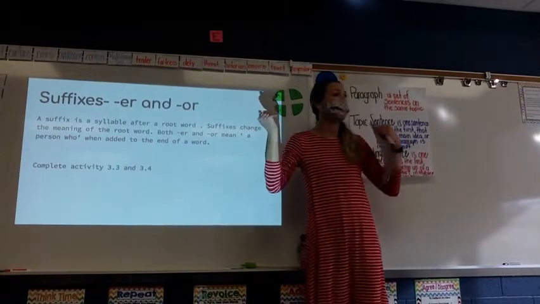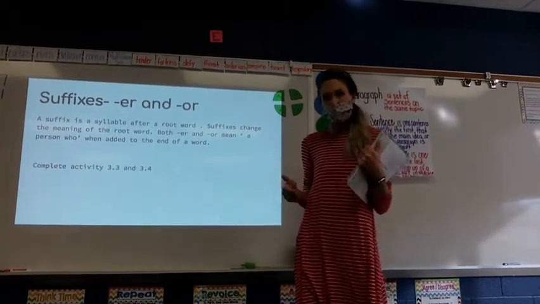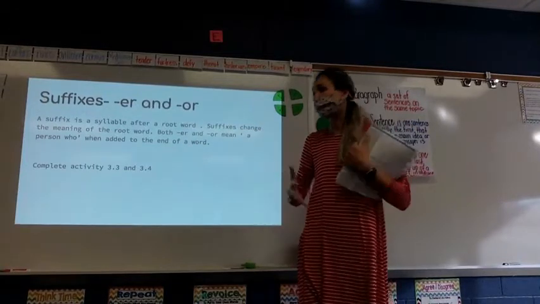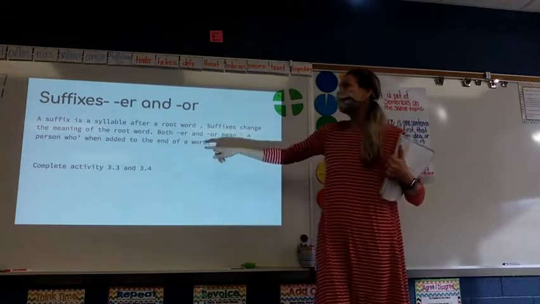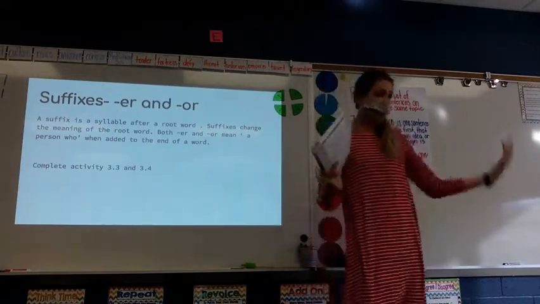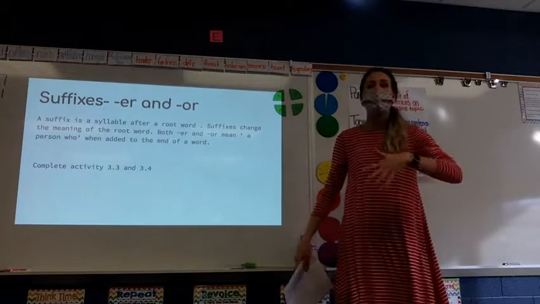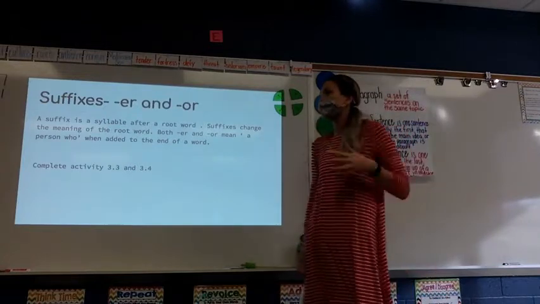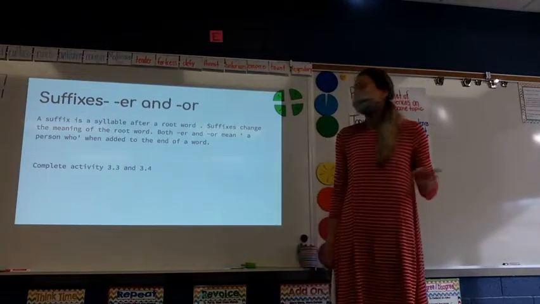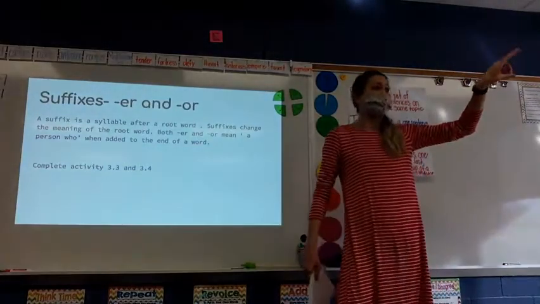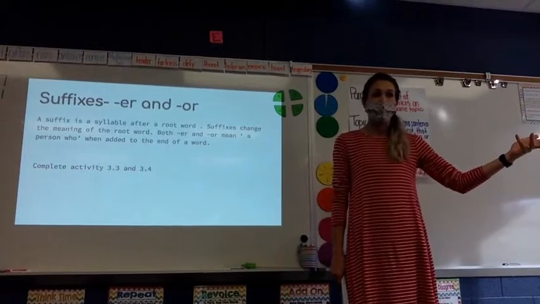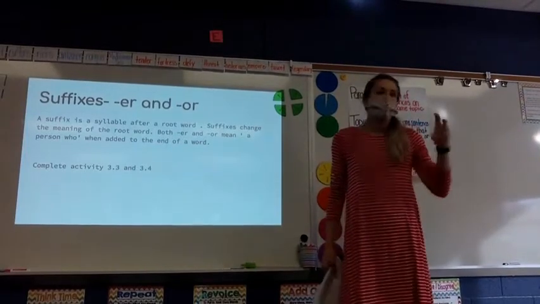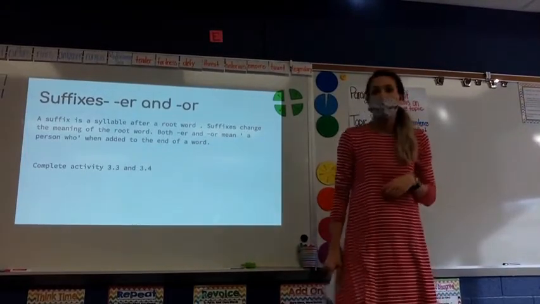So we're still going to be identifying the root word, that main part of the word that can stand alone. And then we're going to look at the suffix that goes on the end. A suffix is a syllable after the root word. So it's a little something we're adding at the end. A suffix changes the meaning of the root word. Both ER and OR, they mean the same thing today. Really, it's a spelling thing for this one. And they mean a person who, when added to the end of the word.